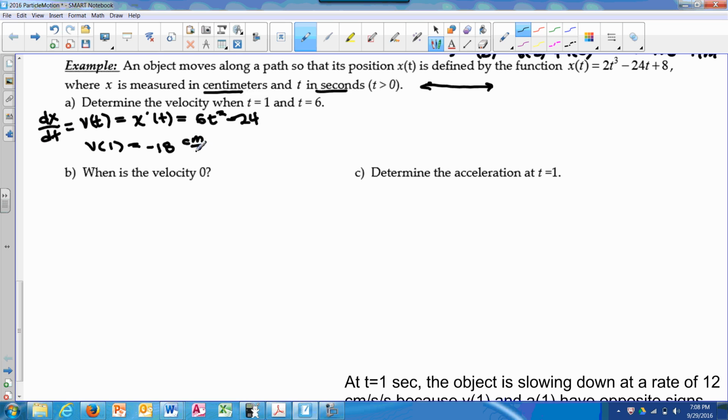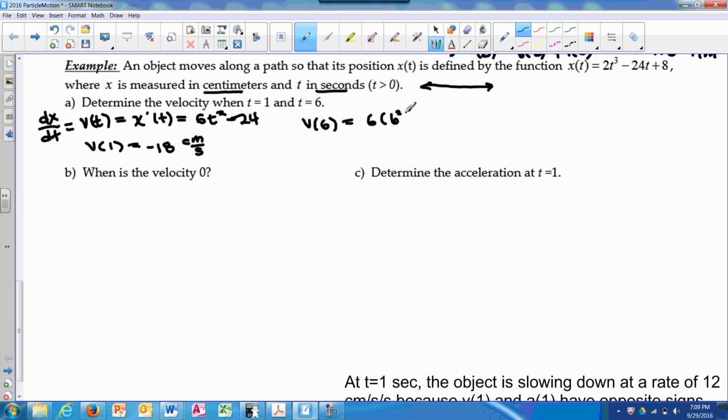Now remember, the displacement is not the same thing as the distance. It's a change in position. So it's the position at time 5 minus the position at time 2. It always has to be the second minus the first.